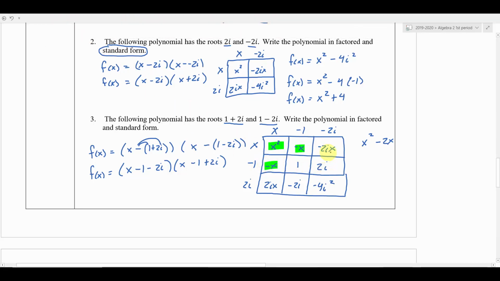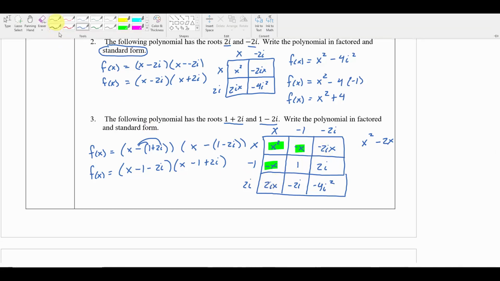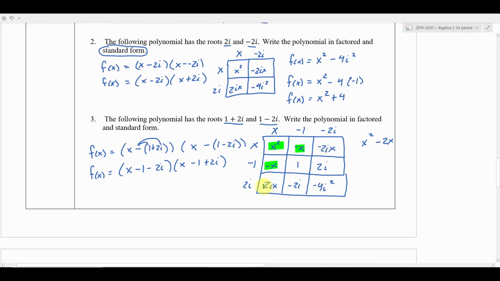I'm going to go back here. So then I've got a negative 2ix, and then I have a positive 2ix. Those are going to cancel each other out, so those are taken into account. Gone, gone. Those canceled out and became 0. Notice here the 2i and the negative 2i, those cancel out. Those are gone.